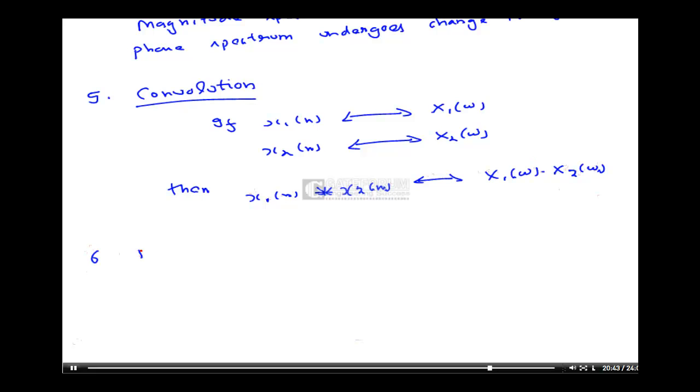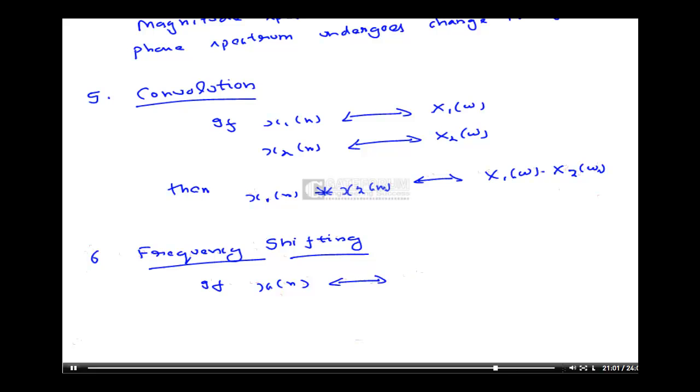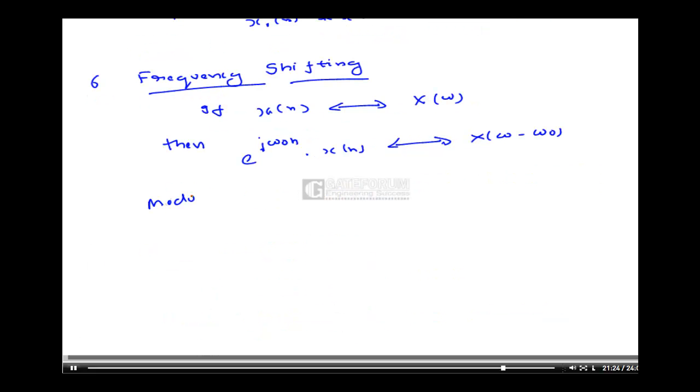Number 6 says frequency shifting. Earlier we have shifted the time, now we will see the shift in frequency domain and how the time domain signal will be affected. Then e to the power j omega naught n multiplied by x[n] will result in a frequency shift of X of omega minus omega naught. Okay, this frequency shift principle helps in the modulation theorem.